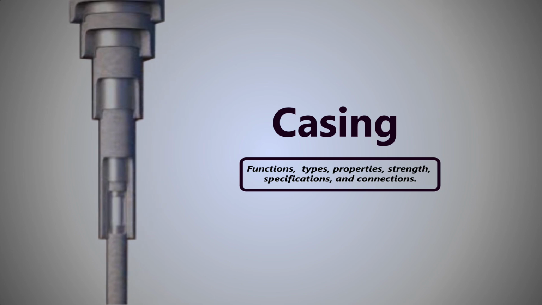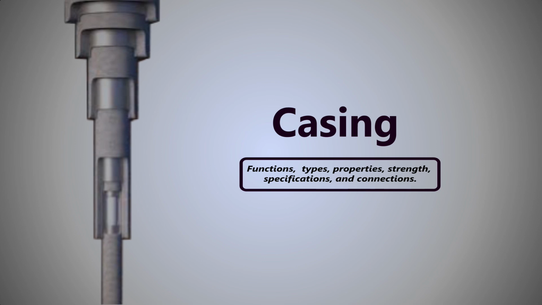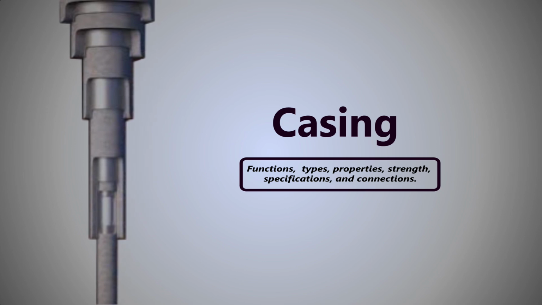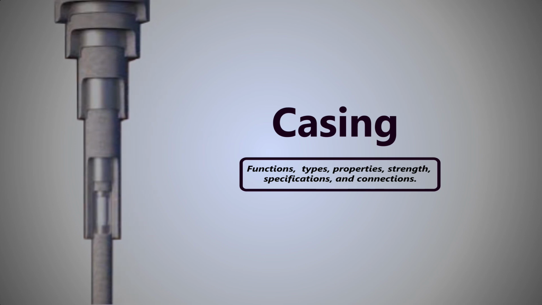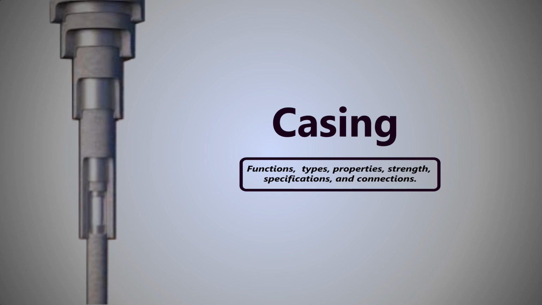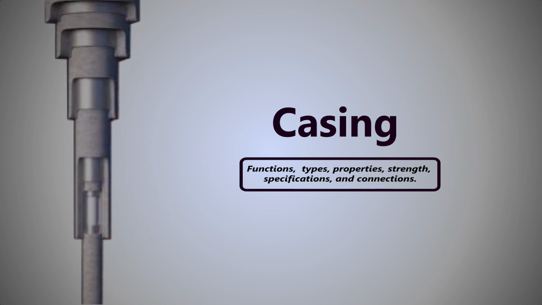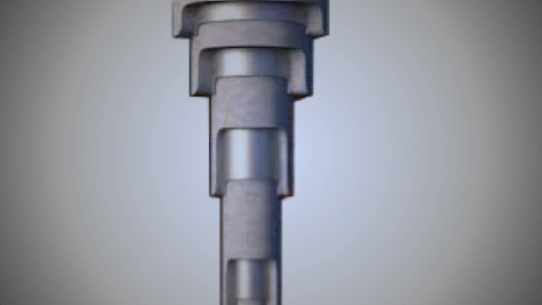In this video, we will take a detailed look at casing, starting with its functions, moving through the different types of casing, then covering steel properties, strength properties, specifications, and finally, casing connections. Let's begin with the functions of casing.